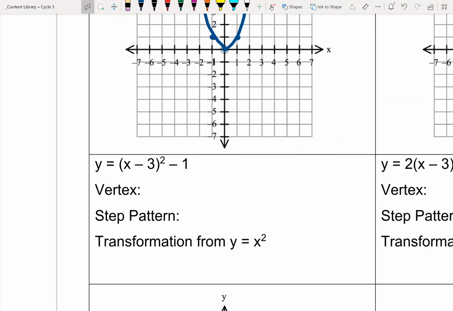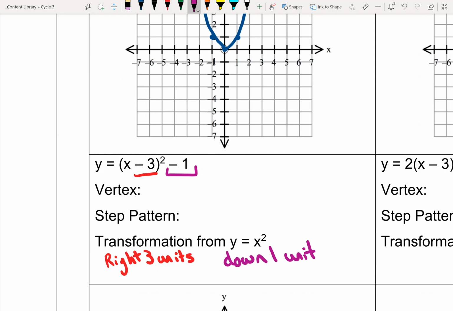If I want to jump right into drawing the transformation, I can use my knowledge of the vertex form and our transformations. If I look at my value here, the -3 means that I'm moving to the right 3 units. And if I look at this value here, that means I'm moving down 1 unit. Those are my only transformations. I don't see a value in front other than 1, which means it doesn't change.